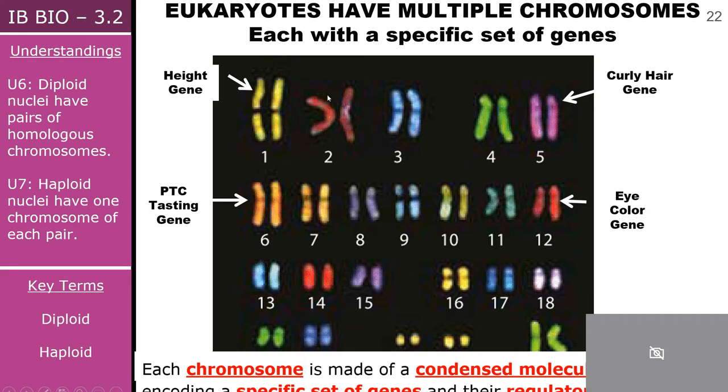The set of genes on 1 is different from the set of genes on 2, is different from the set of genes on 3, and so on. And it's not just their genes, it's also their regulatory sequences. So remember, it's both. Those regulatory sequences like promoters, like your exons, introns. So DNA contains both of them.